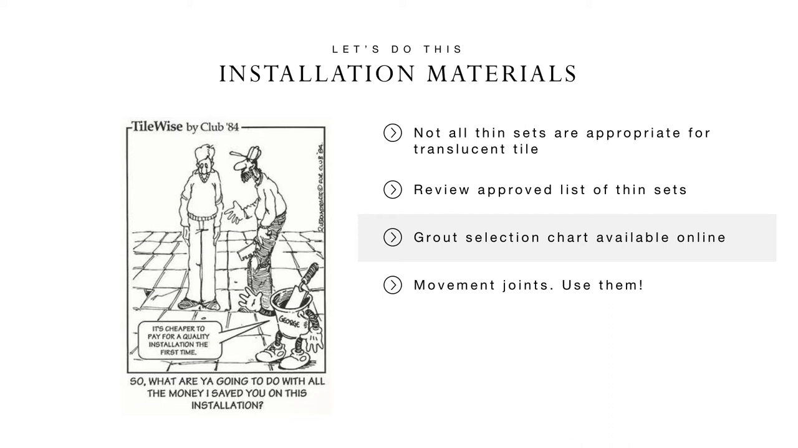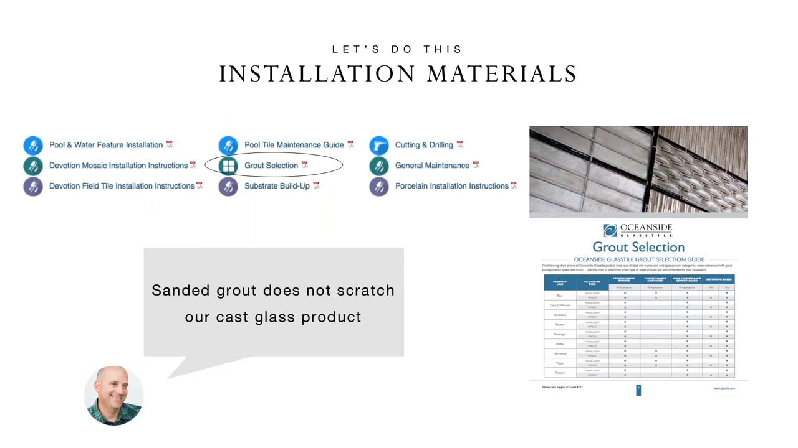So if you don't want to look at the chart, just know that you can specify sanded grout with any of our products. But if you want to consider a urethane-based product or a premix product or a high-performance grout, those are definitely options that are available. So that's the grout selection chart, and that's what it looks like. That little version on the right.